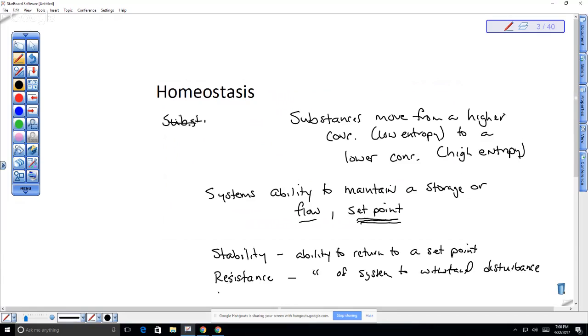And then finally, we have resilience. So if change does happen, it's really important that the system is able to return to homeostasis. So this is the ability of the system to return to homeostasis.